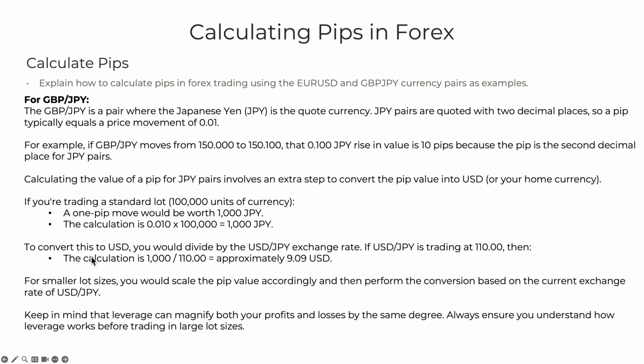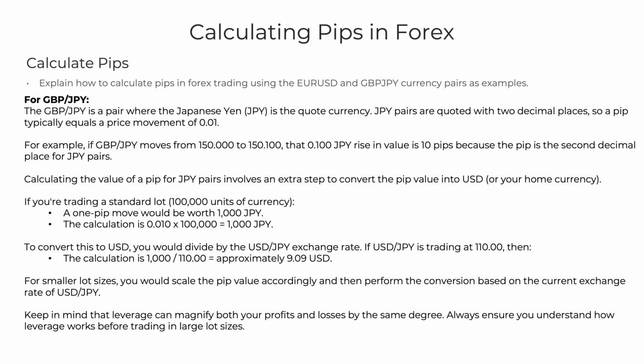Now there is a conversion to convert this to US dollars. You would divide by the USD JPY exchange rate, which is a whole other currency pair. If it was trading at 110, for example, you would calculate 1,000 divided by 110, which would be approximately 9.90 USD. This is what you would get paid in US dollars based on your yen movement. So you don't have to worry about that.